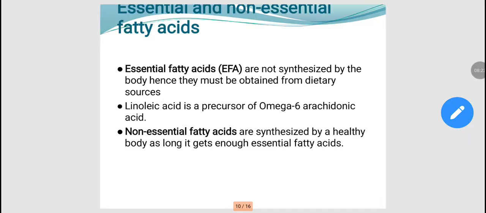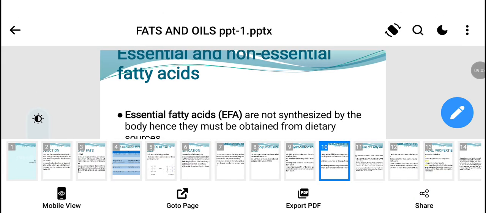Then essential and non-essential fatty acids. Essential fatty acids are not synthesized by the body, hence they must be obtained from dietary sources. For example, linoleic acid is the precursor of omega-3 arachidonic acid. Non-essential fatty acids are synthesized by a healthy body as long as it gets enough essential fatty acids.